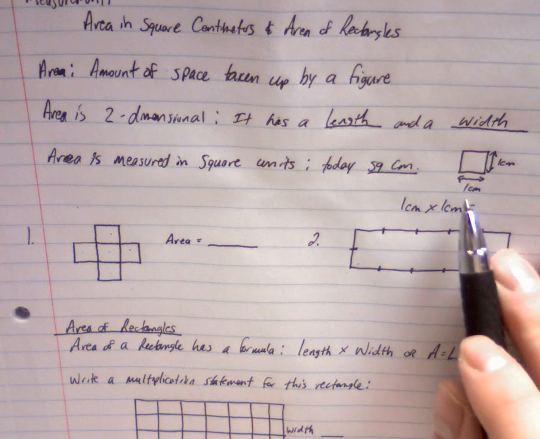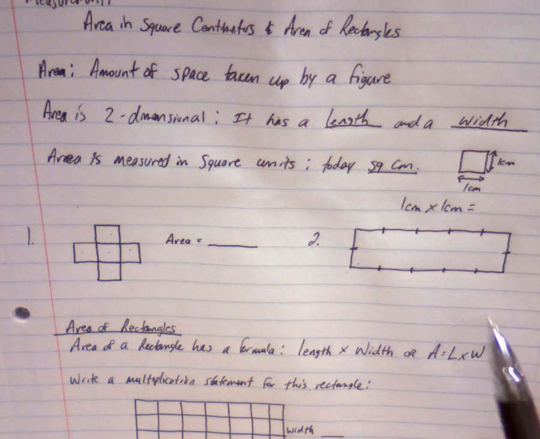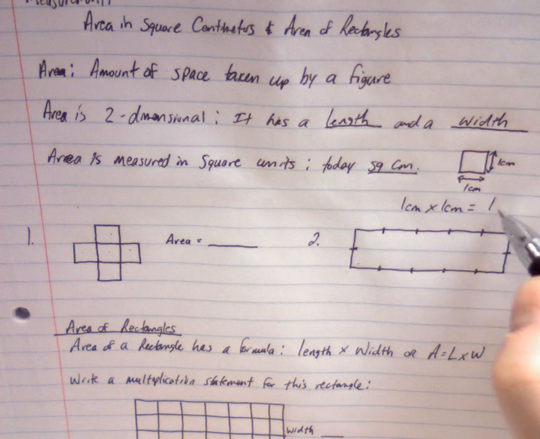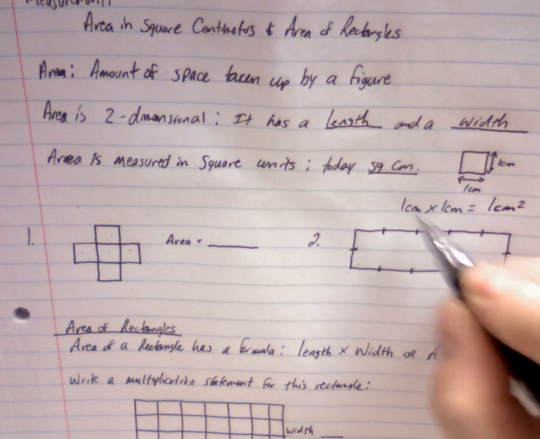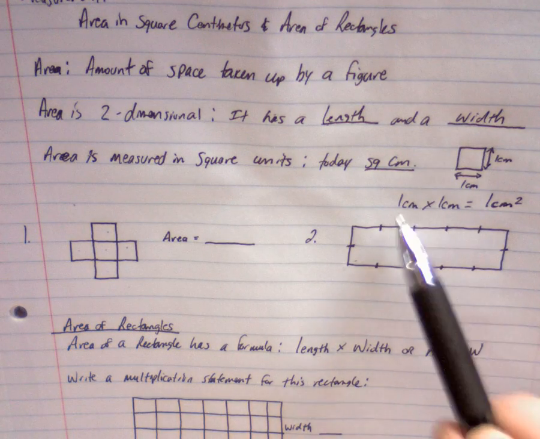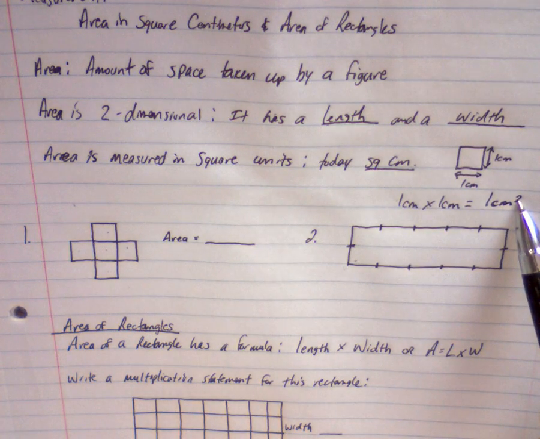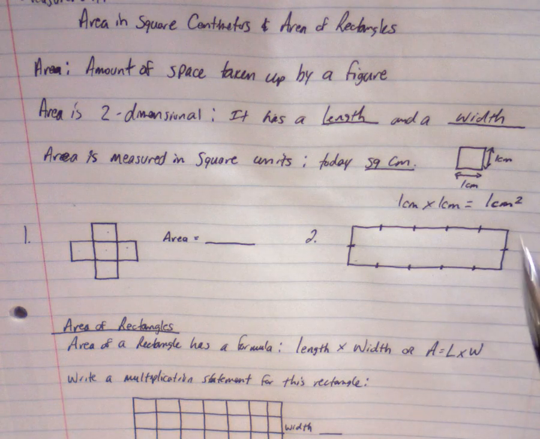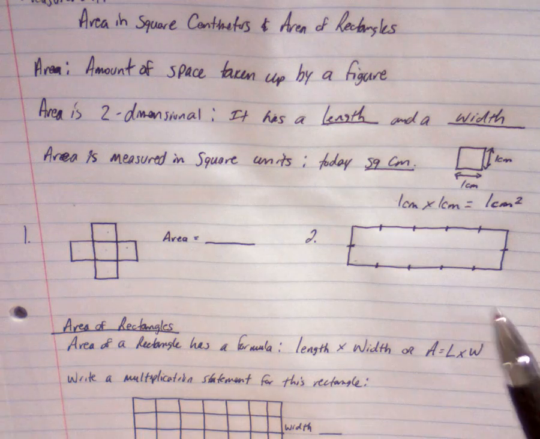So when I take 1 centimeter and I multiply it by 1 centimeter, what I actually get is 1 centimeter squared, because I have 2 units of centimeters. And so I usually write that 1 times 1 is 1, and then because I have 2 centimeters, it becomes squared. Which basically just says 1 centimeter times 1 centimeter. That's all it is. Okay.